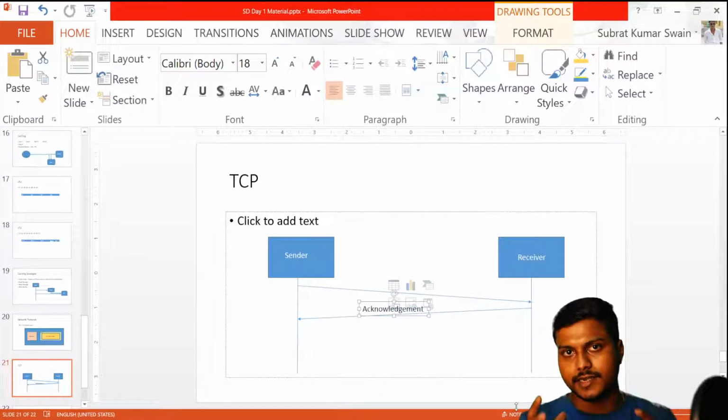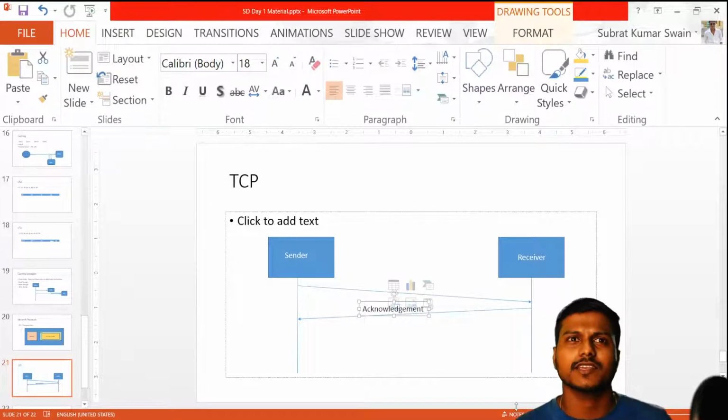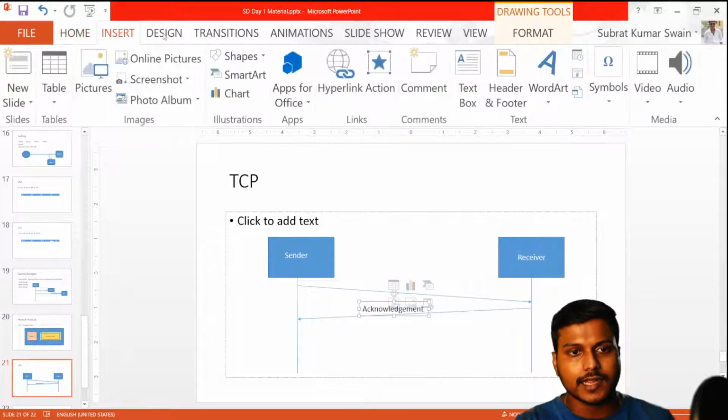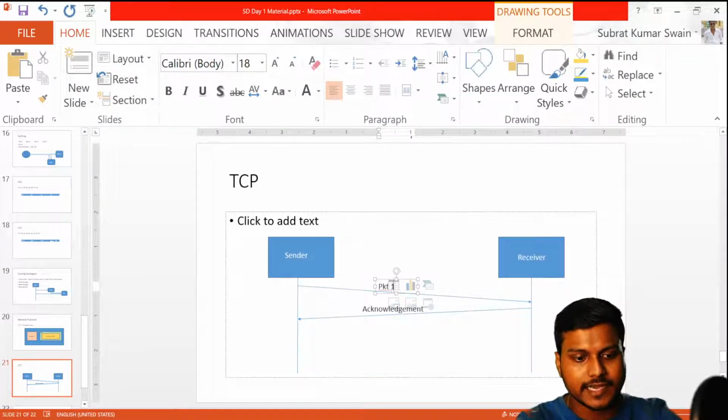See guys, the whole bunch of data is not actually sent directly. The data would be divided into small packets, and the packets would be sent one by one. So you can say that here we are actually sending packet number one. This is packet one, so I will write pkt1.